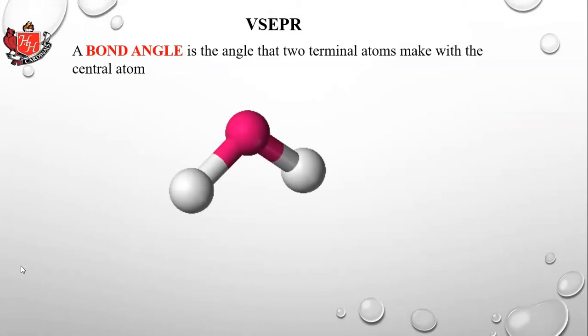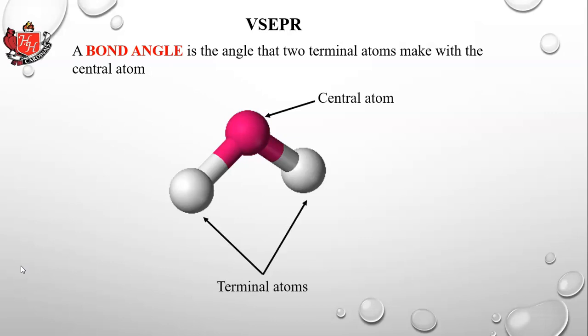A bond angle is the angle that two terminal atoms, those are the ones on the outside, the white spheres there, make with the central atom. So there's the central atom, there are the two terminal atoms, and there's the bond angle. We're going to be discussing bond angles as we discuss the geometry of the molecules.